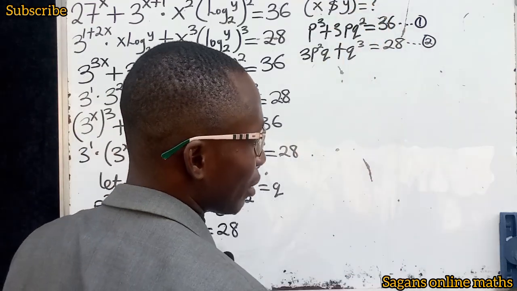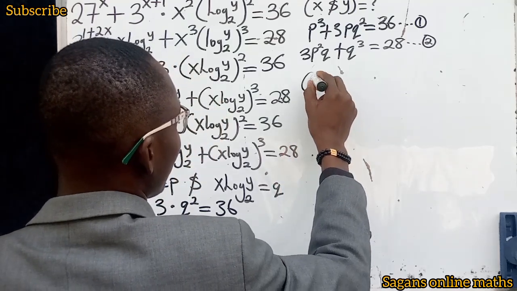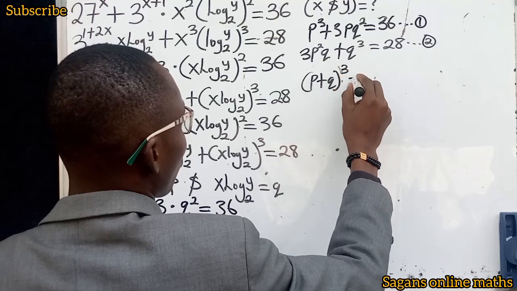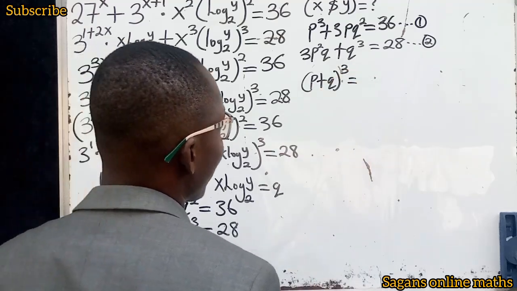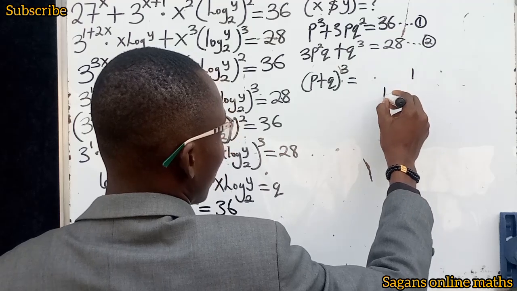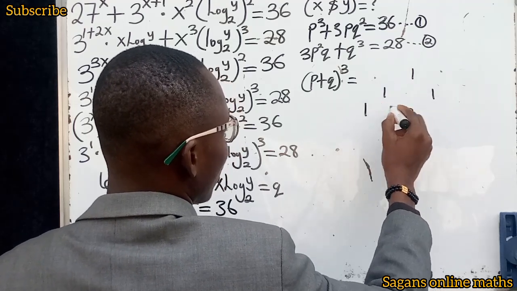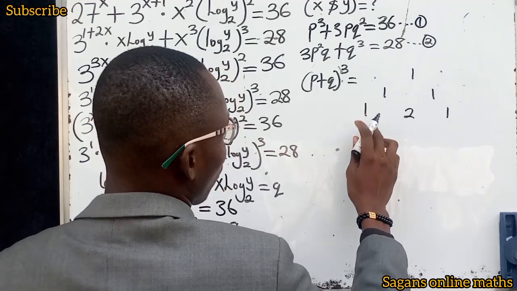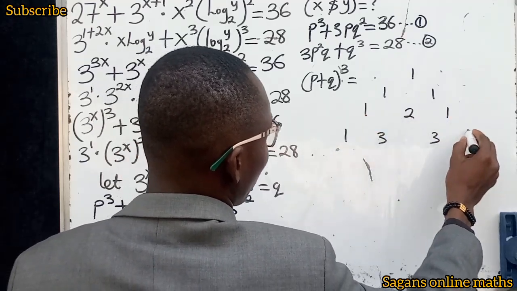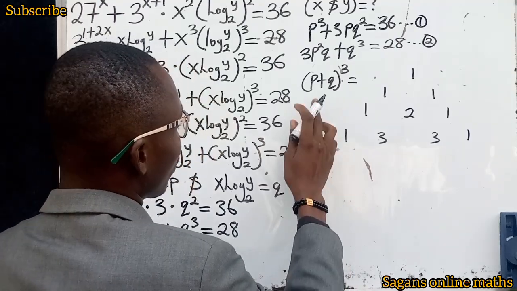What is the symmetrical identity? Now, if we have p plus q to the power of 3, what is the outcome of this? Can our Pascal triangle help us? Let's use our Pascal triangle. 1, 1, 1, 1 plus 1 gives us 2, 1, 1. Then 1 plus 2 gives us 3, 2 plus 1 gives us 3, 1, 1. This is Pascal triangle. So let's find.